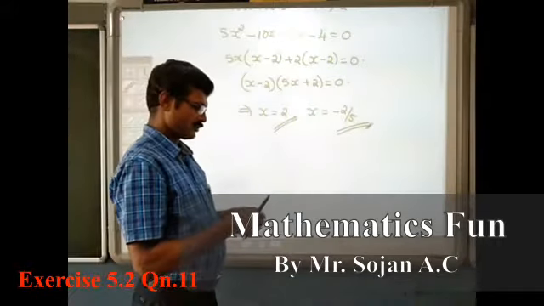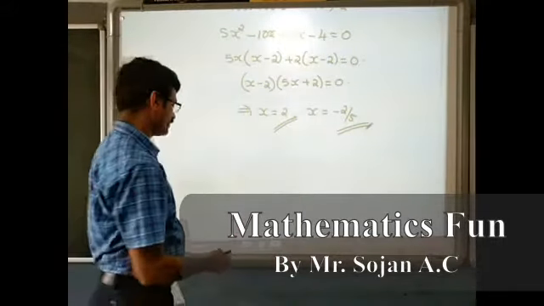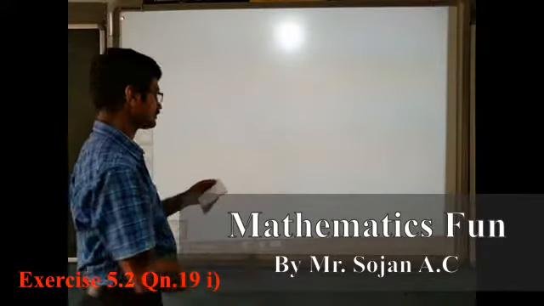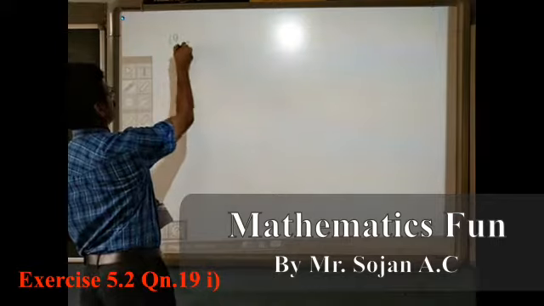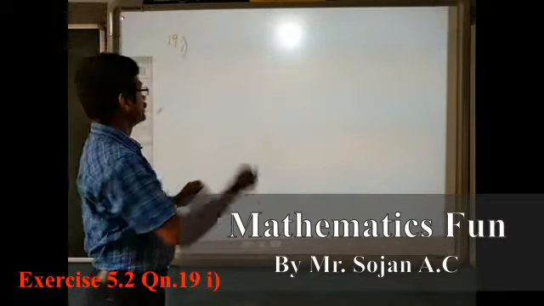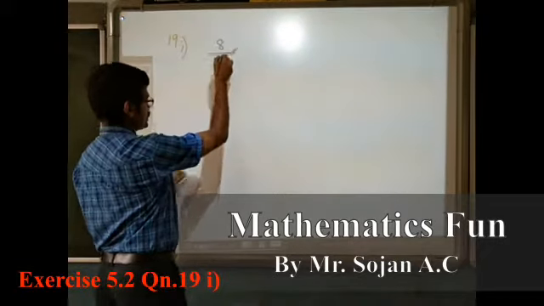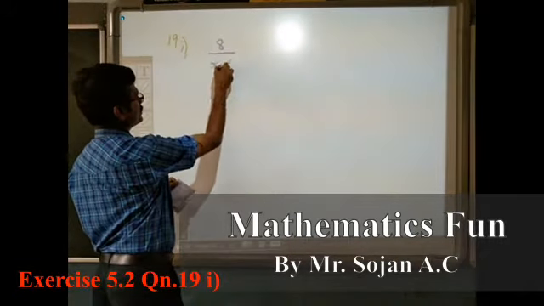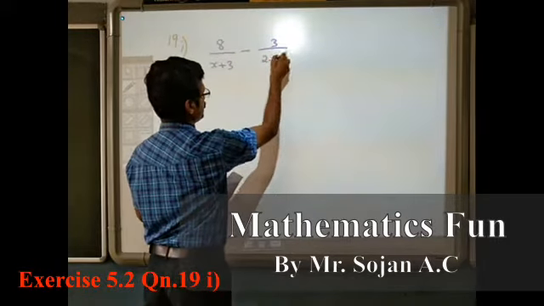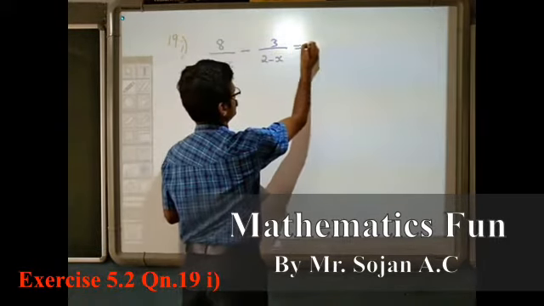Now we will go to question number 19, first part. The equation is given like this: 8 divided by x plus 3 minus 3 divided by 2 minus x is equal to 2.